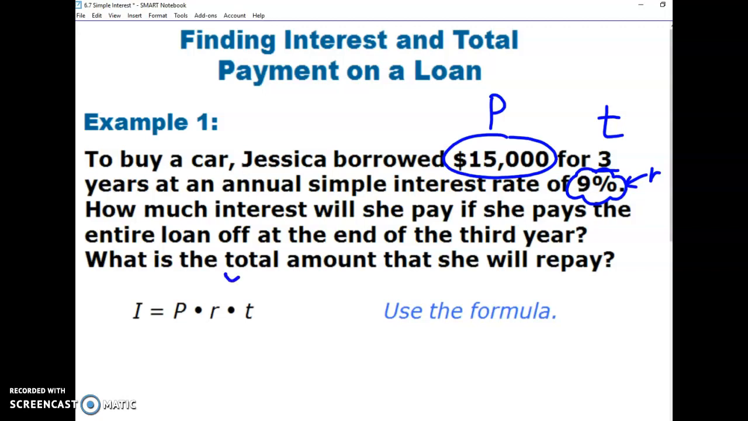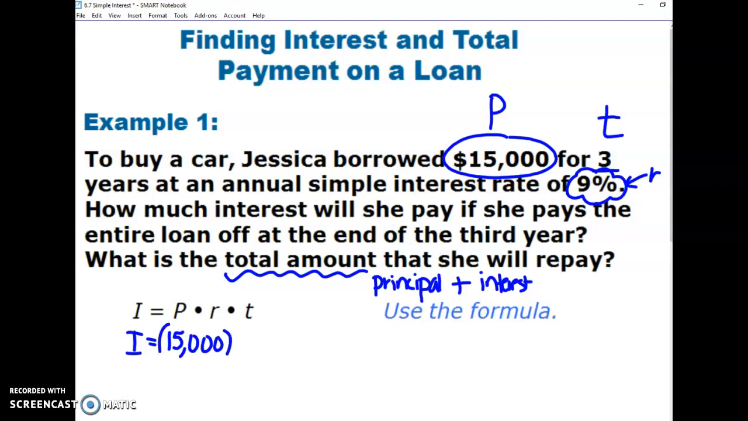So the total amount is going to be the principal, the original amount, plus the interest also. Our formula is I is equal to P times R times T. We're trying to figure out what our interest is, but we know our principal is $15,000. We know our rate is 9%. Percent means hundredths, so I'm going to write that as a decimal, 9/100ths.